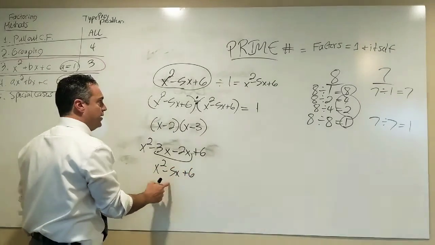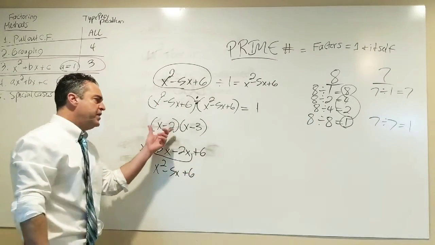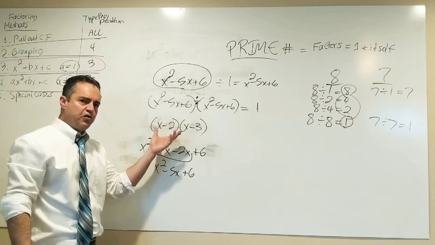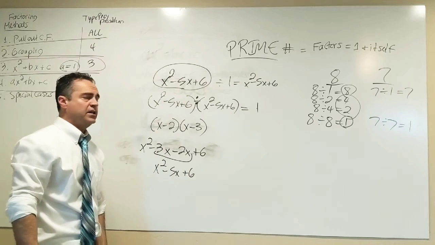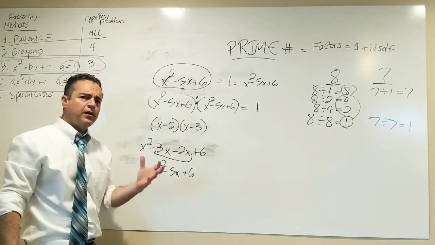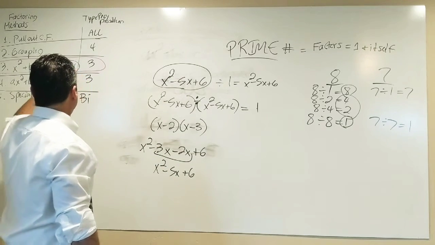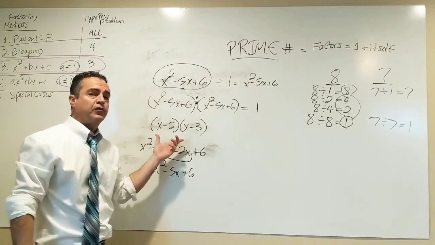Look at that. These are the same. So these two binomials are factors of the trinomial x squared minus 5x plus 6. And what we're going to learn how to do today is use method 3 to come up with this answer really quickly.